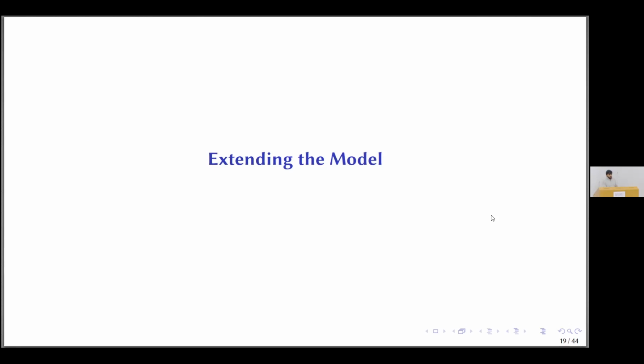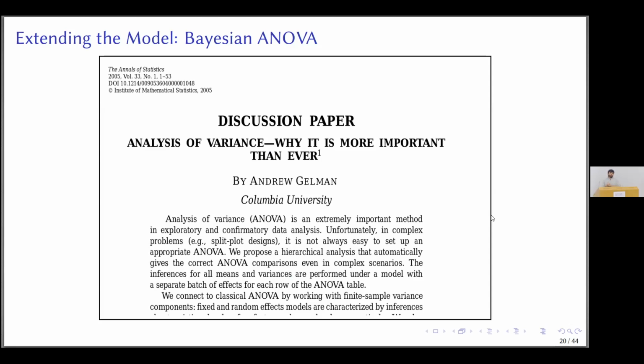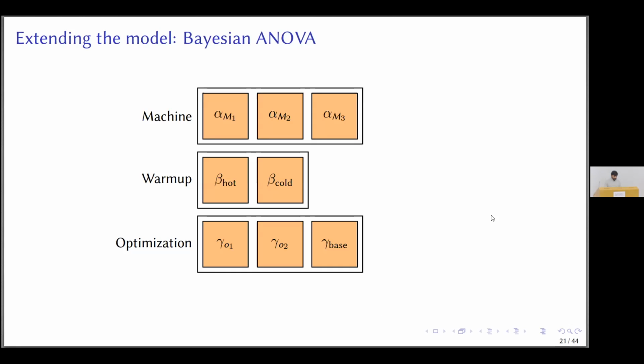Then the nice thing about this is that I could also extend the model. If I want to do something like ANOVA, there's a paper by Gelman where you use a hierarchical model to compute the importance of each factor for your analysis. In my analysis, I have three arrays of coefficients. I have one for each machine, one coefficient for whether my program is hot or cold, and one for each optimization. If I want to know the importance of each of those factors, what I can do is try to estimate their standard deviation within the vector.